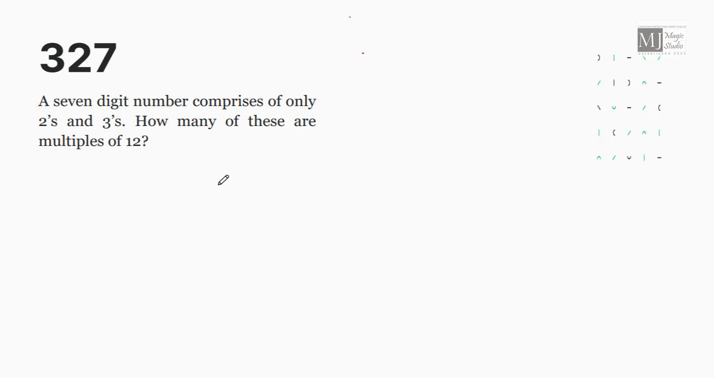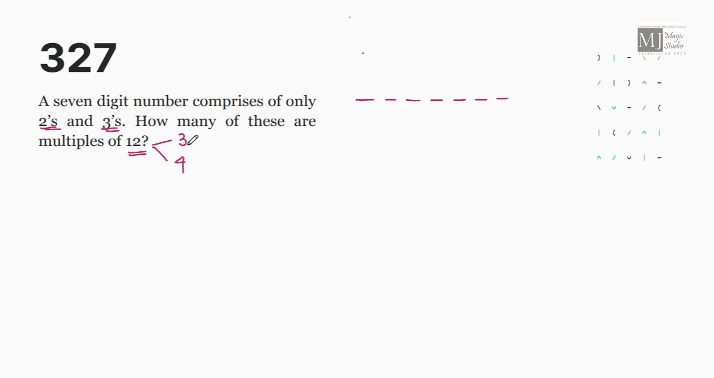A 7-digit number comprises of only 2s and 3s. How many of these are multiple of 12? That means this 7-digit number is divisible by 12. Divisible by 12 means it is divisible by 3 and it is divisible by 4.